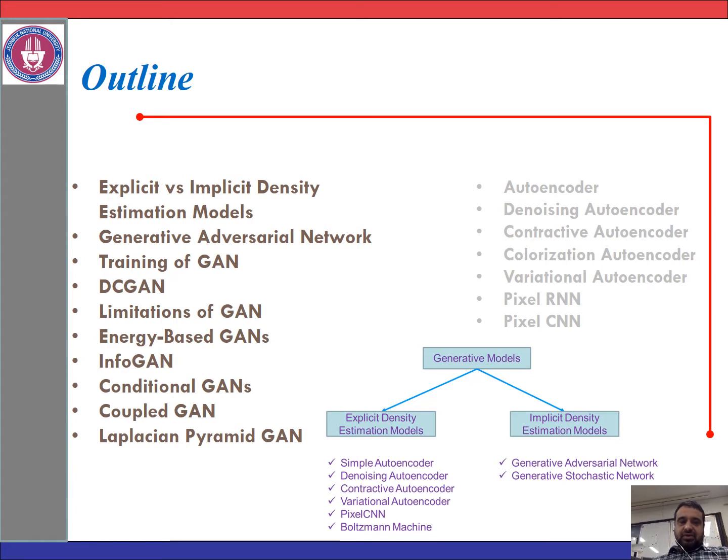I will talk about some limitations of the generative adversarial network, and then some remedies such as energy based generative adversarial network, info gain, and application wise I will talk about some other variations of generative adversarial network, such as conditional generative adversarial network, coupled generative adversarial network, and Laplacian pyramid generative adversarial network.